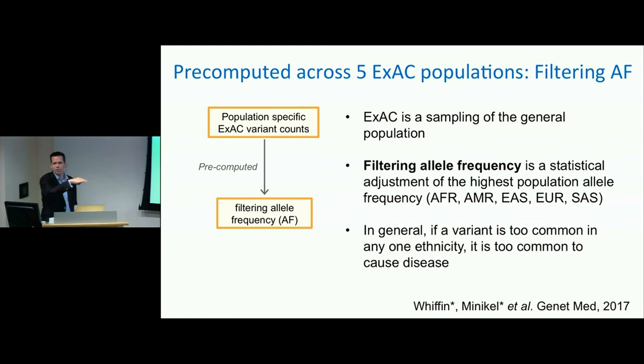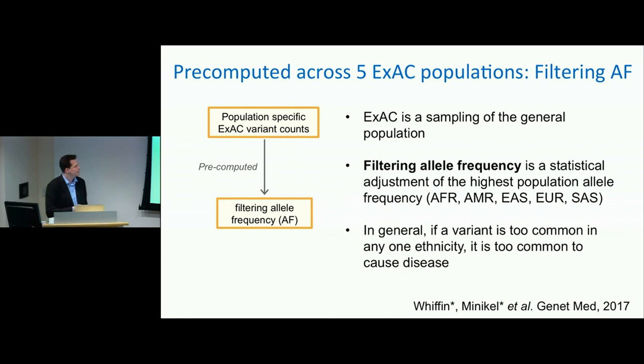So if there is a variant that is very rare across a number of different populations but very common in East Asia, we will take that higher allele frequency as our threshold. That will be the one that we use in determining whether or not that variant is actually pathogenic. And the logic here is basically, if a variant is too common in any one population, then it's likely too common to actually cause disease. There are some assumptions made here about the fact that the penetrance of a variant doesn't differ across populations, and you, of course, may want to adjust those in your own analyses.